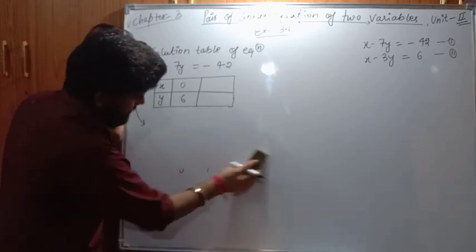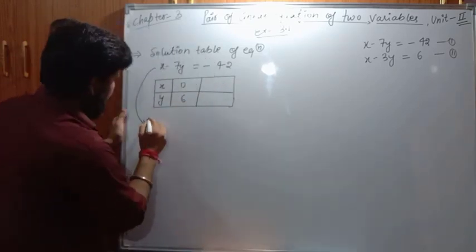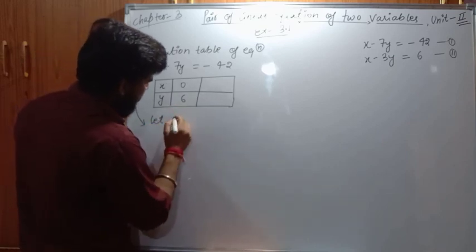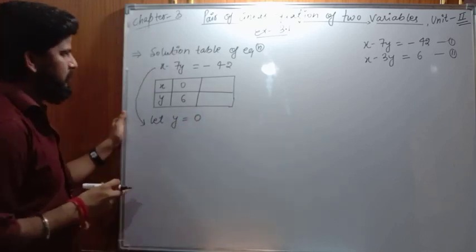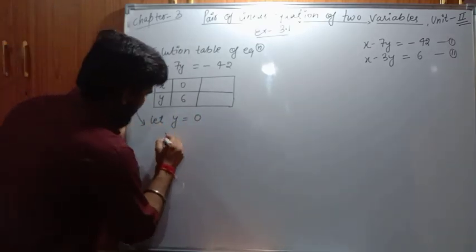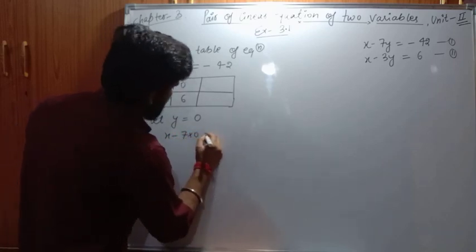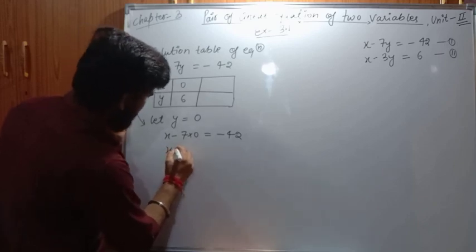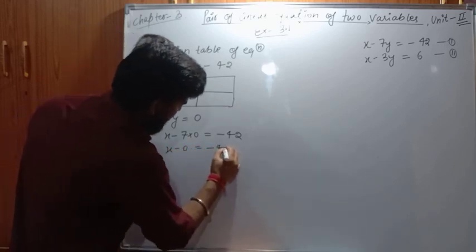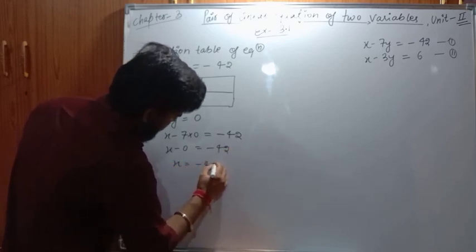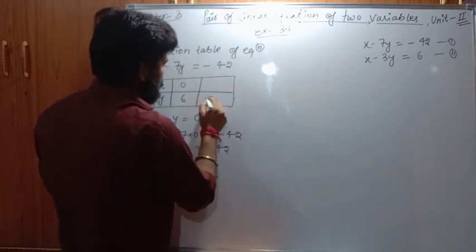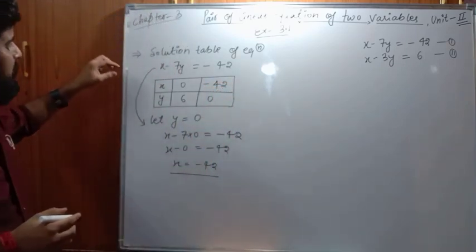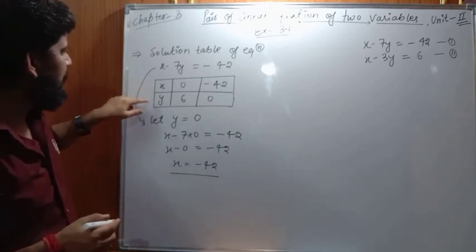Now put the second value. Now you can put the value of y. y equals 0. Now I am putting y equals 0. So x minus 7 multiplied by 0 equals minus 42 and x minus 0 equals minus 42 and x equals minus 42. Okay, so if y equals 0, then what is the value of x? That is minus 42.